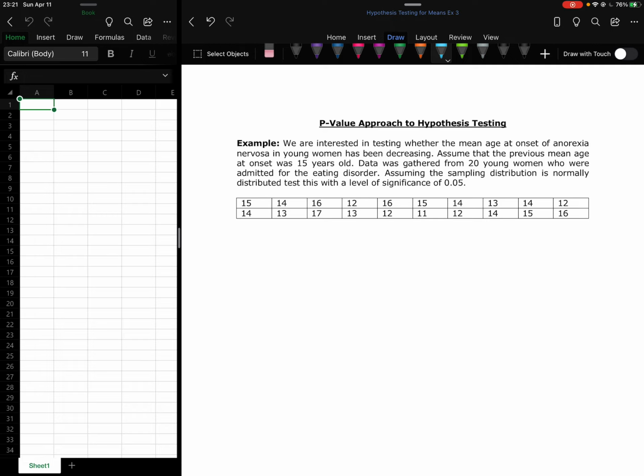So, we are interested in testing if the mean age has been decreasing. Assume the previous mean age at onset was 15 years old. We gathered data from 20 young women. Assuming that the sampling distribution is normally distributed, we haven't actually seen that yet, but that's a really good thing for us to see. The previous ones we've had large enough sample sizes, however, that we haven't had to worry about that. And we're going to test this with a level of significance of 0.05.